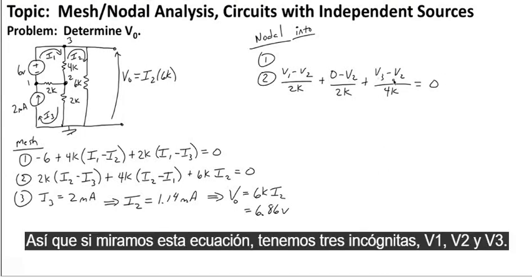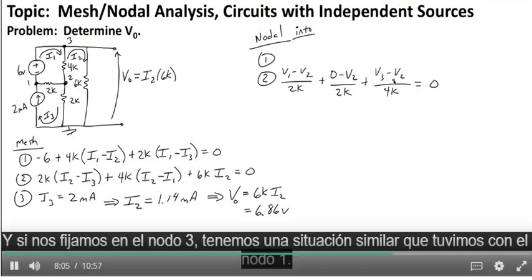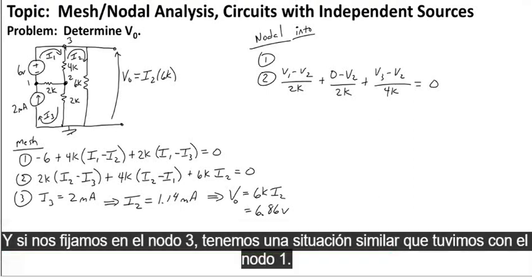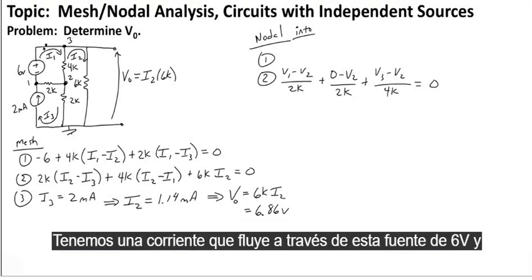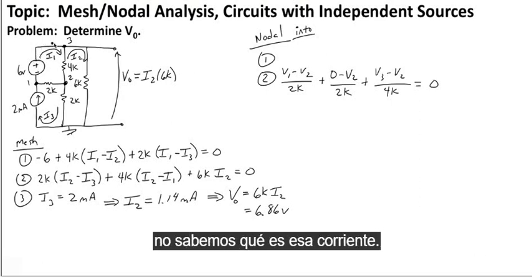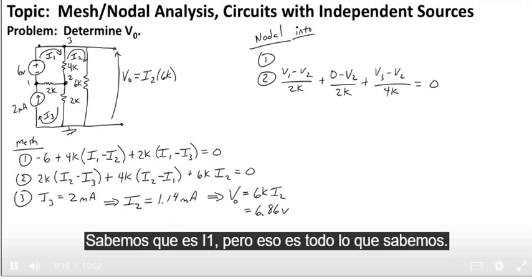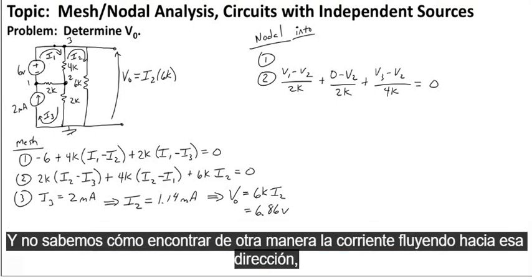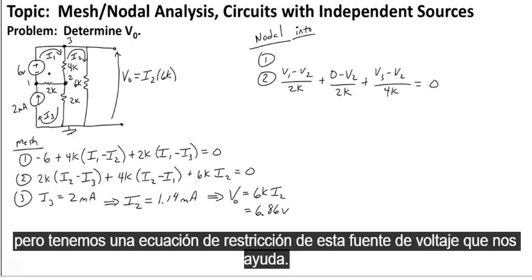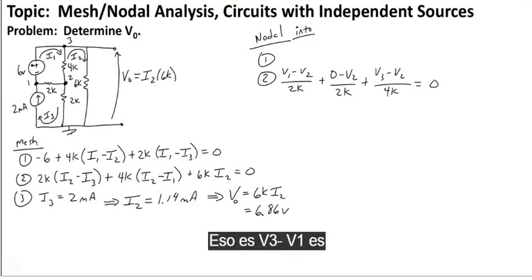So if we look at this equation, we have three unknowns, V1, V2, and V3. And if we look now at node 3, we have a similar situation to node 1. We have a current which is flowing through this 6-volt source, and we don't know what that current is. We know it's I1, but that's all we know, and we don't know how to otherwise find the current flowing in through that direction. But we do have a constraining equation from this voltage source that helps us. That is V3 minus V1 is equal to 6 volts.